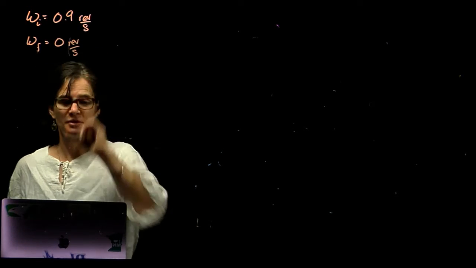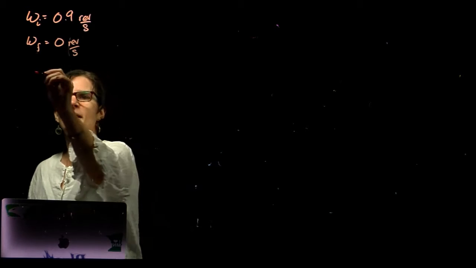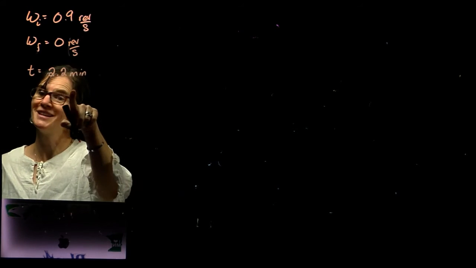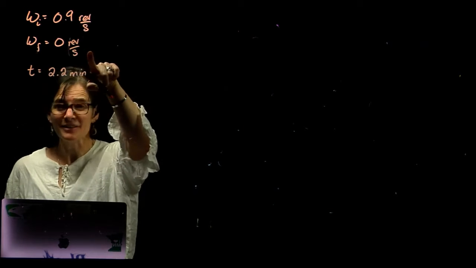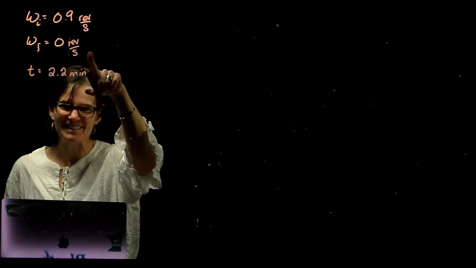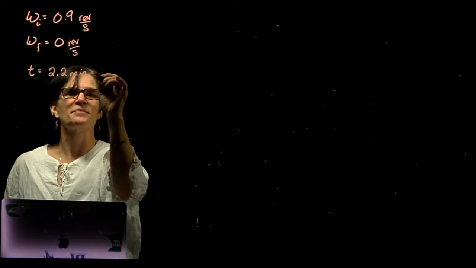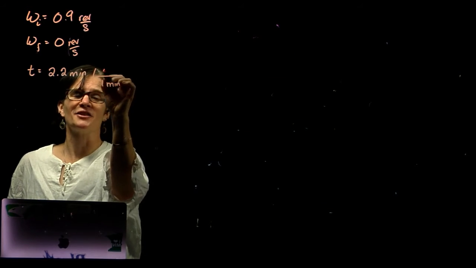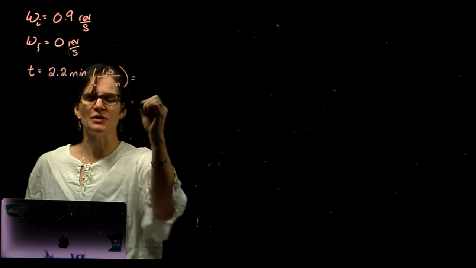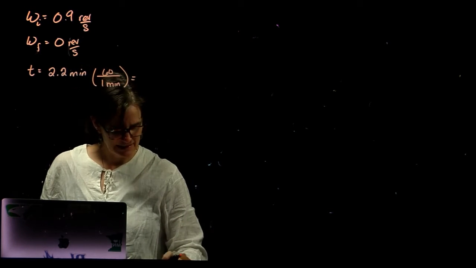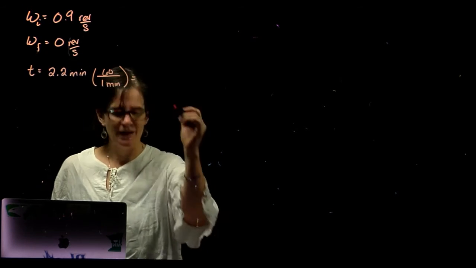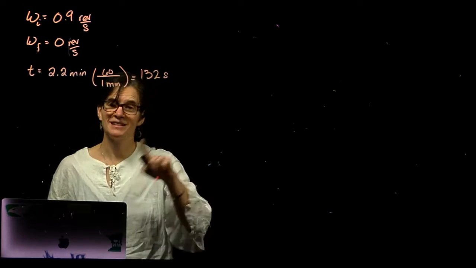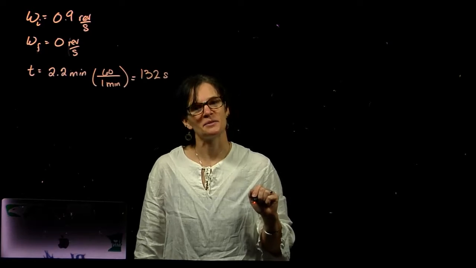See how much of a habit it is for me to do radians per second. We know that it comes to a stop in 2.2 minutes. Now, we do want to pay attention to this unit because our angular velocities are in seconds. In 1 minute there are 60 seconds, so 60 times 2.2 is 132 seconds when this ceiling fan comes to a stop.